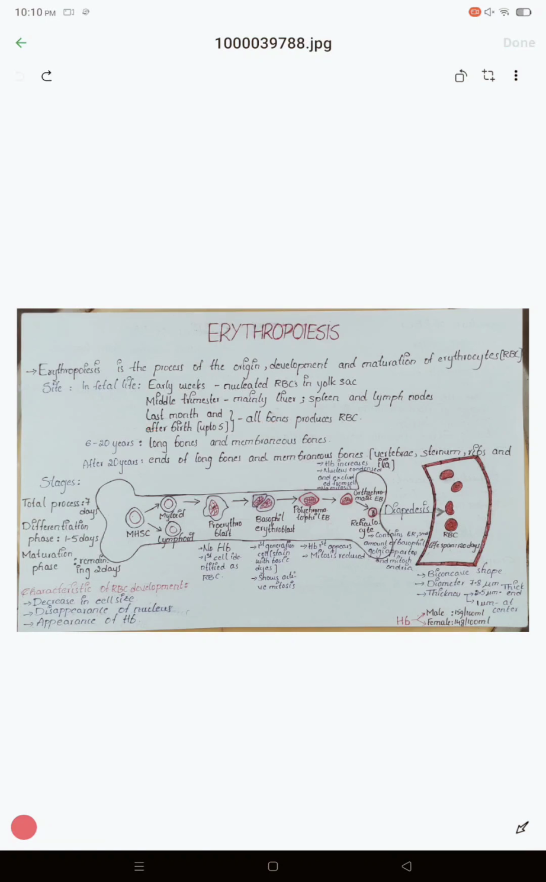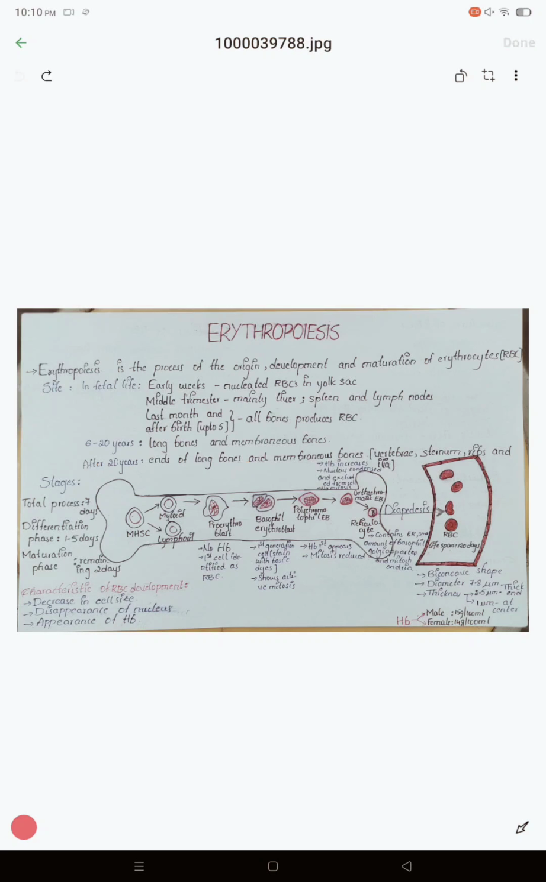After 5 years, that is from 6 years up to 20 years, long bones such as femur, humerus and membranous bones such as vertebrae, sternum, ribs and ilia help in production of RBC. Beyond 20 years, only the distal part of long bones and membranous bones help to produce the RBCs.